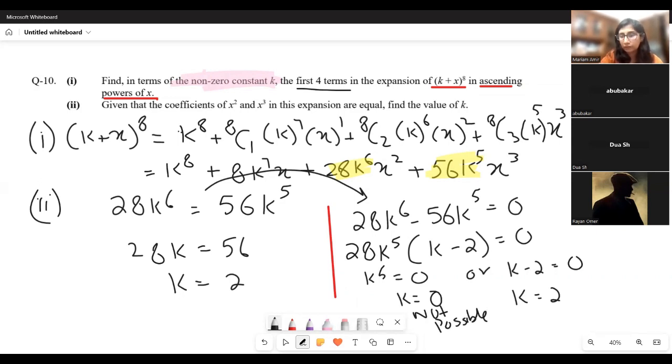But this is not always the case in every question or in every chapter. So make it a habit that you do not cancel variables on both sides. Instead, move everything to the same side, factorize, get all the answers, and then see if any answer is inappropriate. Then you reject that and use the other one.